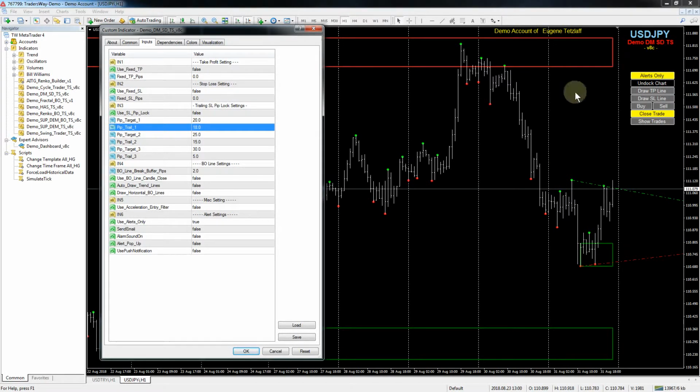So if you want to use this button for take profit, this button must be set to false. If you want to use the stop loss button line after the trade is open, this one has to be set to false, and this one has to be set to false, both of those. Then these will work once the trade is open. They do not work until the trade opens up, so you can't put them on there ahead of time.